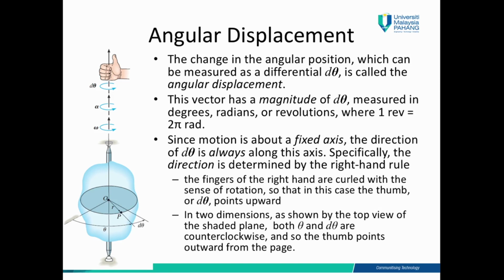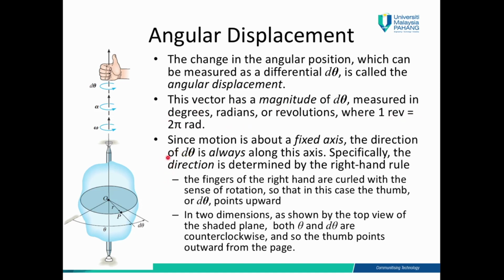So imagine if you have a point P on this line R, and then there is a change in the angular position from here to here. So this is where you have your angular displacement, meaning there's a change in the position, and we call it d theta. The d theta has a magnitude which can be degrees or radians or revolutions, and of course I hope you still remember that one revolution is equal to 2 pi radians, equal to 360 degrees.